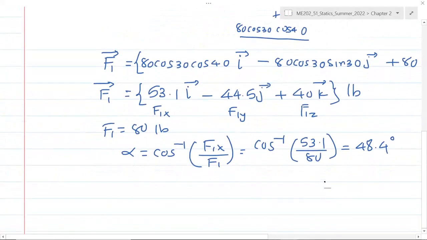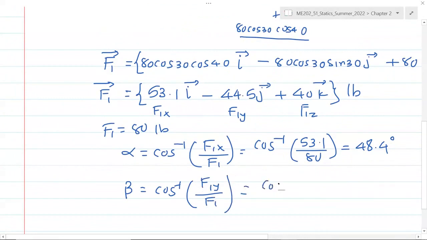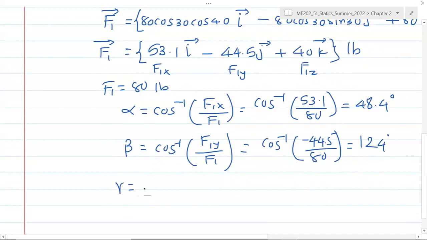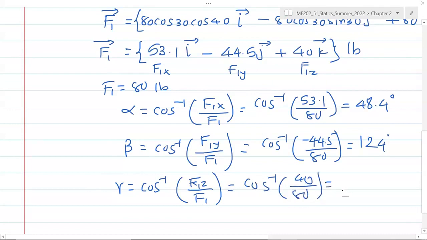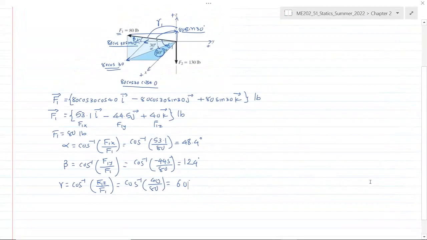Same applies to the second angle beta, but this is cosine inverse y divided by F1, and y is minus 44.5, so cosine inverse of minus 44.5 divided by 80, and that's 124 degrees. And gamma is cosine inverse z divided by F1, which is cosine inverse 40 divided by 80, and that is 60 degrees. Yeah, so these are three coordinate direction angles for F1.